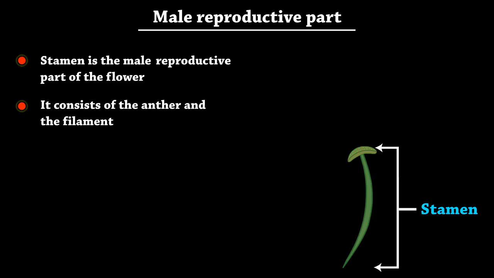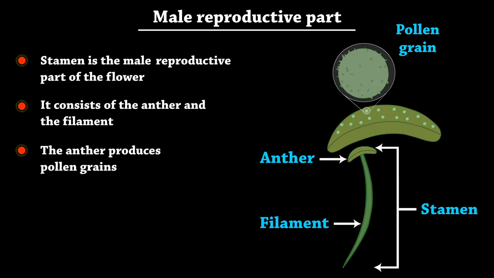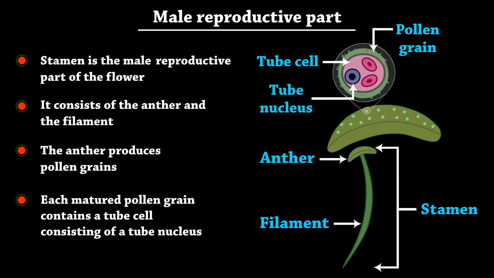Stamen is the male reproductive part of the flower. It consists of the anther and the filament. The anther produces pollen grains. Each matured pollen grain contains a tube cell consisting of a tube nucleus, and two male gametes.